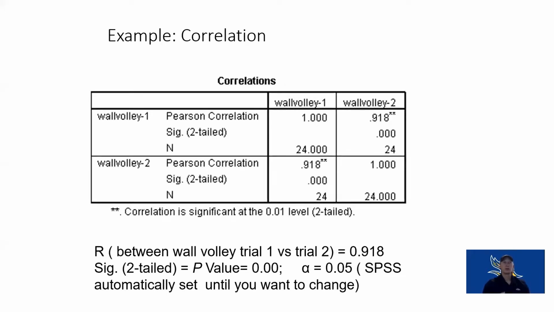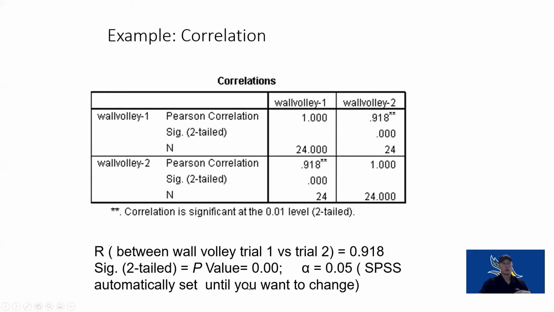So if we use software, we can determine if there's a correlation between wall volley 1 and wall volley 2, my two tests. My n is 24, so I have 24 participants. And my Pearson correlation, this is how we would read it in an SPSS output. Our correlation is 0.908, and the significance value, or the p-value, is right here, 0.000. So it's less than our alpha level, which tells us that there is a significant correlation in this case.